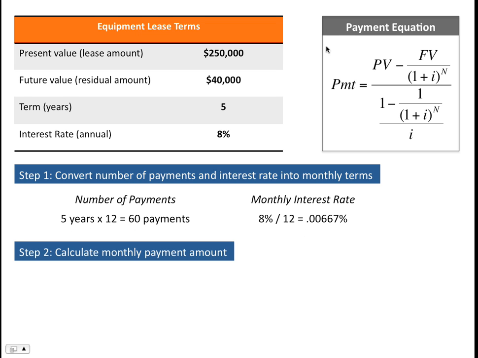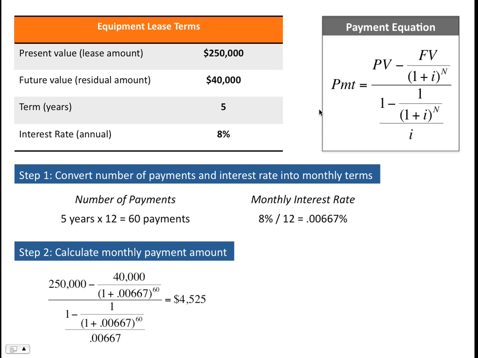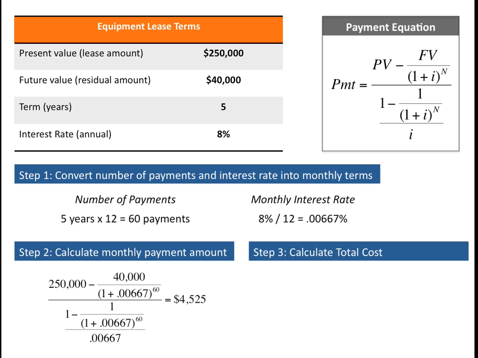The next step is to calculate the monthly payment amount. Using the equation above, we're going to bring all of the numbers through, and we arrive at a monthly payment amount of $4,525.